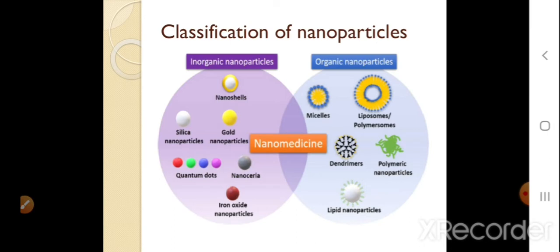Now, the classification of the nanoparticles. The classification of nanoparticles here is based on the nature of these nanoparticles. So, the two major classifications are inorganic nanoparticles and organic nanoparticles. The inorganic nanoparticles, as you can see from these illustrations, are nanoshells, silica nanoparticles, gold nanoparticles, quantum dots, nanoceria, and iron oxide nanoparticles. And from the organic nanoparticles, the major ones used for in vivo diagnostic or therapeutic purposes are micelles, liposomes, dendrimers, polymeric nanoparticles, and lipid nanoparticles.